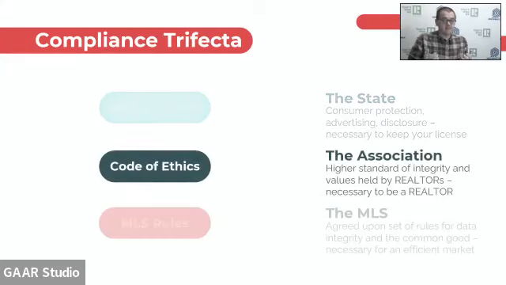Next up is the Code of Ethics. Every realtor must take a Code of Ethics class every 3 years to ensure that you as a member have an understanding and working knowledge of what makes a realtor, your pledge to the Code of Ethics.